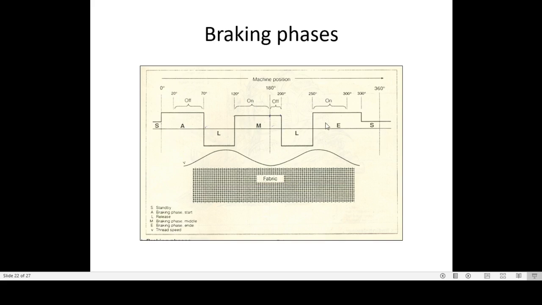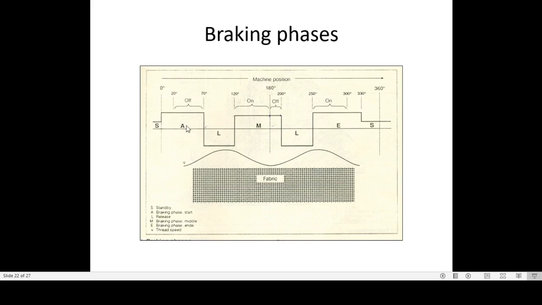Above this, A means brake is applied, L means brake is released, and S means standstill. Standstill condition is when the rapier is gripped and ready on the left hand side, and on the right hand side when the weft is being released. This is standstill, so the brake is just holding the weft. Now A is the braking phase at the start, at the middle, and at the end. So braking phase means the brake is applied here, and here the brake is applied at the middle.